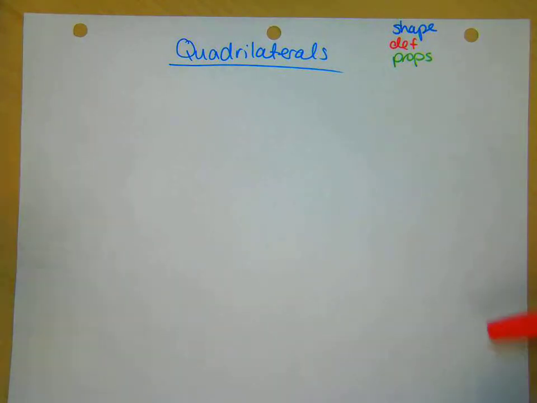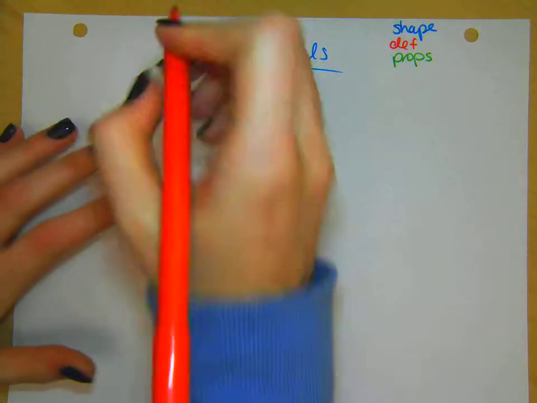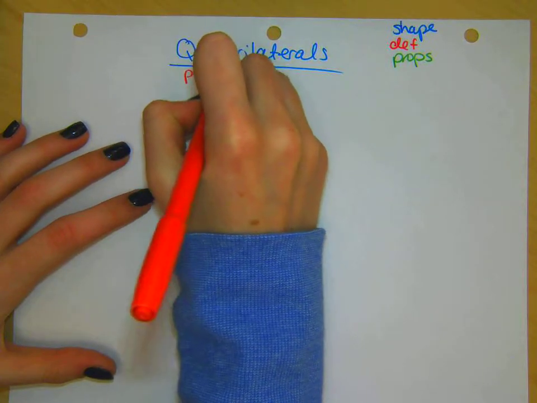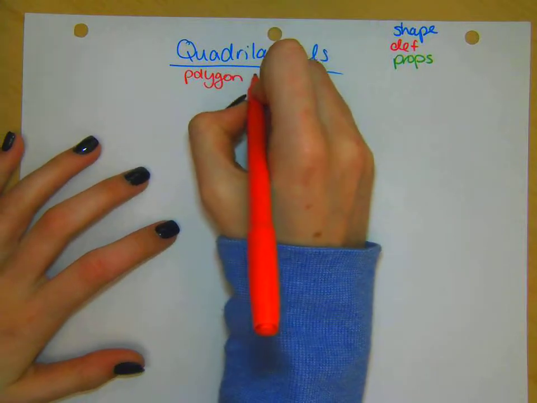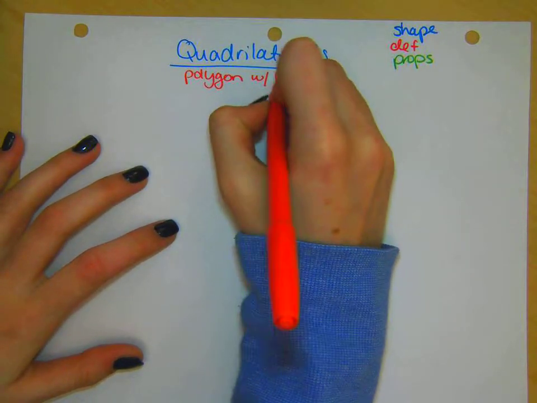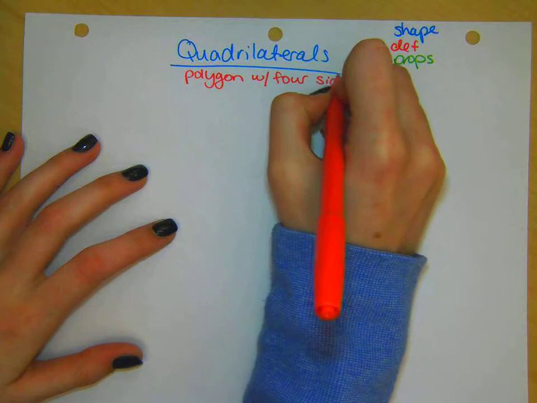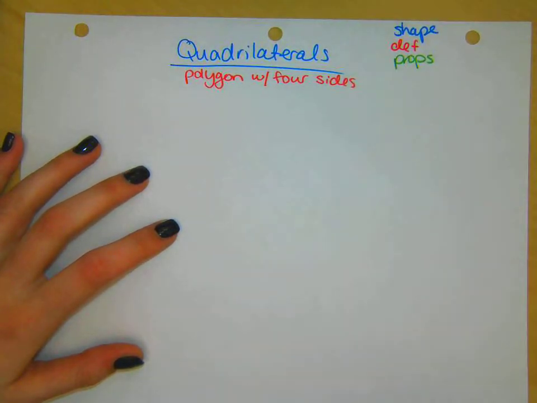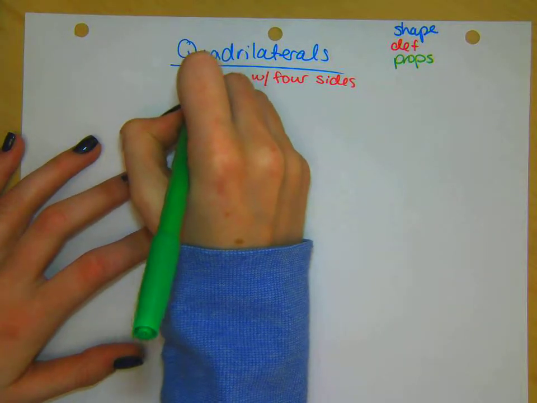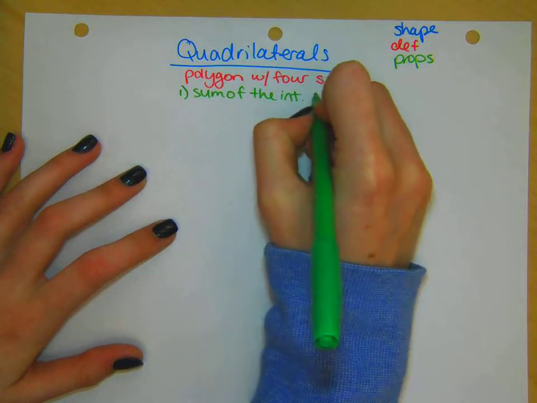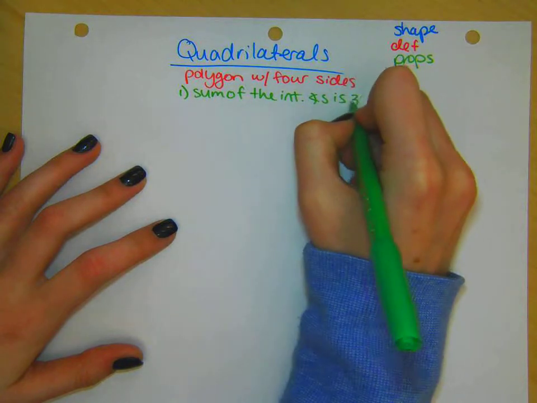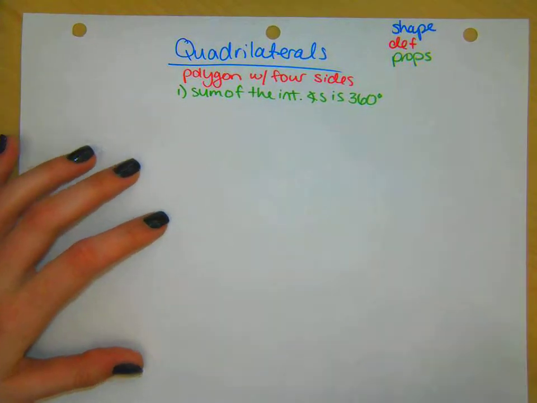So, the definition of a quadrilateral, so what it means to be a quadrilateral, it's a polygon. And we know a polygon is a figure with 3 or more sides that are made of straight lines and it's closed. So it's a polygon, but this time for quadrilaterals, it has specifically 4 sides. A property of a quadrilateral is that the sum of the interior angles is 360 degrees.